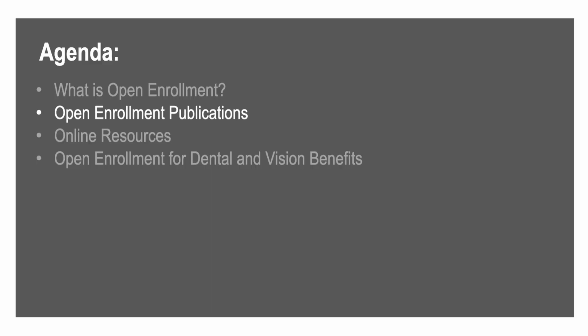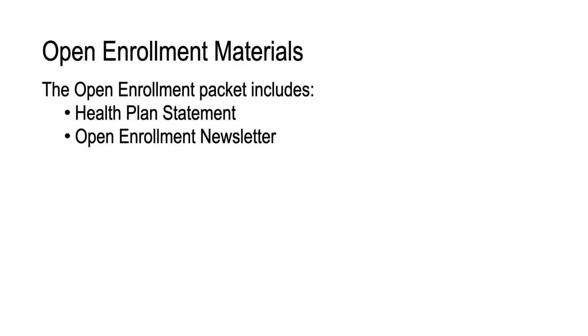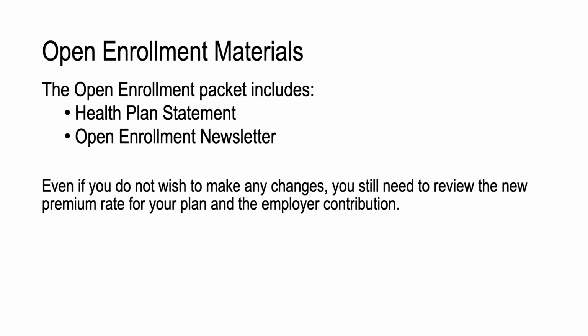So let's take a look at some important open enrollment materials and publications. A few weeks prior to open enrollment, we post the open enrollment packet online. For those who have chosen to receive it by mail, it's mailed out at this time as well. This packet includes the health plan statement, which is available in your myCalPERS account, and the open enrollment newsletter. The open enrollment newsletter contains health program highlights, changes to health benefits, and other important information.